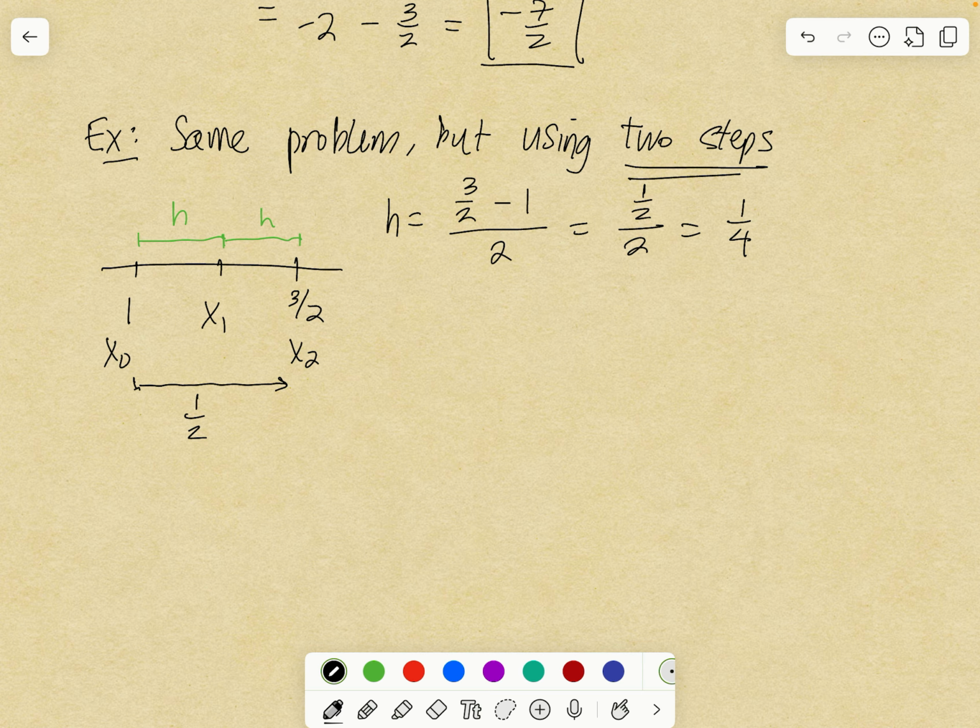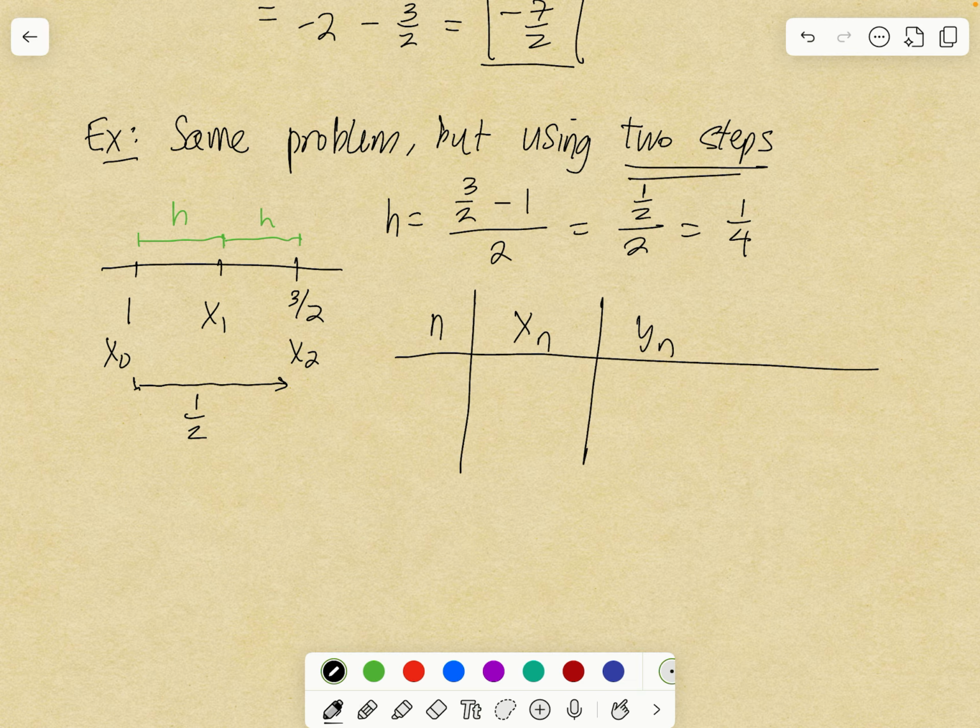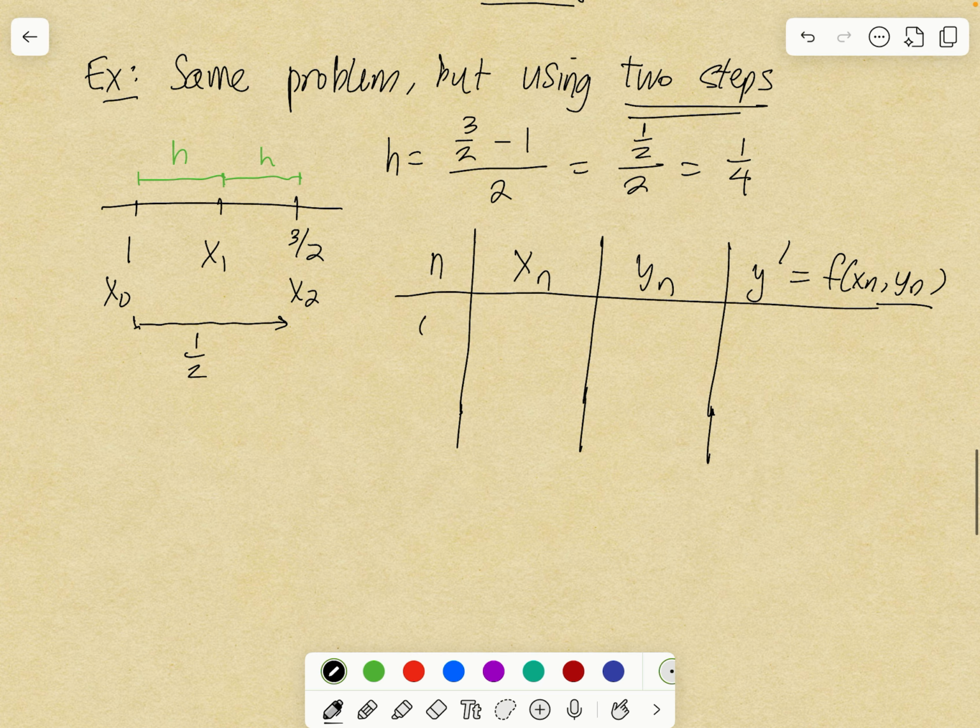So that's our h, and now we're ready to set up the table again. So we have n, x sub n, y sub n, and then y prime, which is f of x n, y n. And this time we need 2 steps, so n is going to go from 0 to 2. Our x's we can fill in. We know that x0 is 1. x1 is, well, it's 1 plus h.